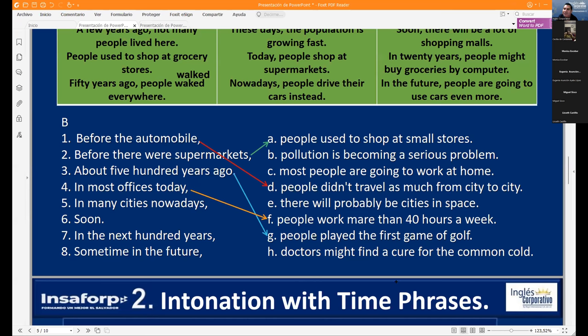What about the other one? In many cities nowadays, what? Letter B. Pollution is becoming a serious problem. Excellent. In many cities nowadays, pollution is becoming a serious problem. Okay, excellent. Sorry, there is a period here and a period here, but it has to be a comma, not a period. Time expression, comma, and then the rest. So soon, what?